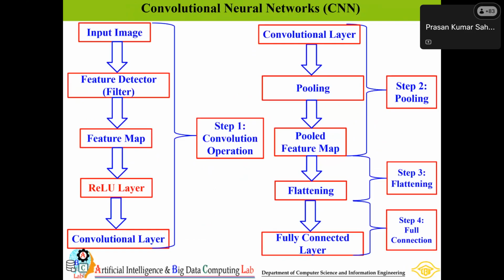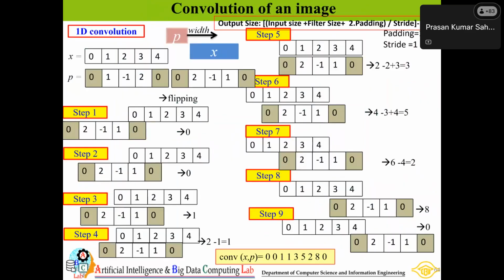So that is the first part in the artificial intelligence. The first operation is the convolutional operation. So it's step one. Then the next step is the pooling operation. After getting the output from the convolutional layer, we use the pooling layer and we get the pooled feature map. Then the third part is the flattening, which gives a one-dimensional array. Then finally, we get the fully connected layer to predict.